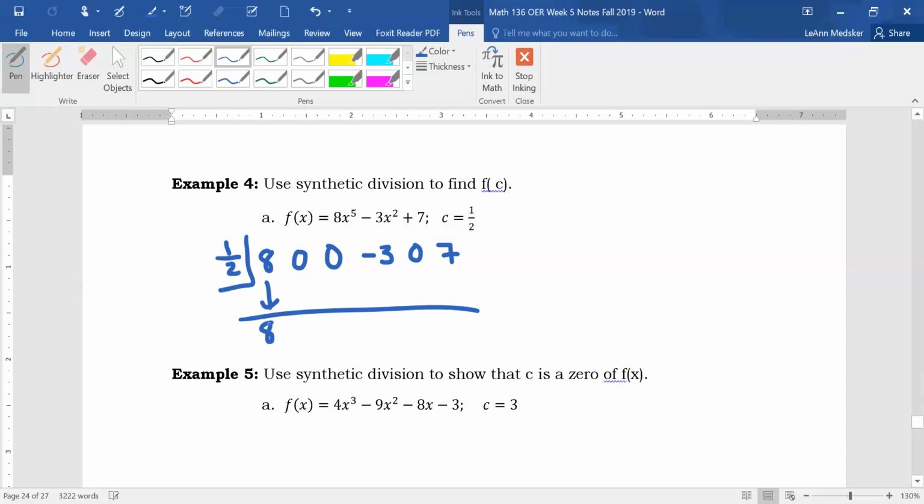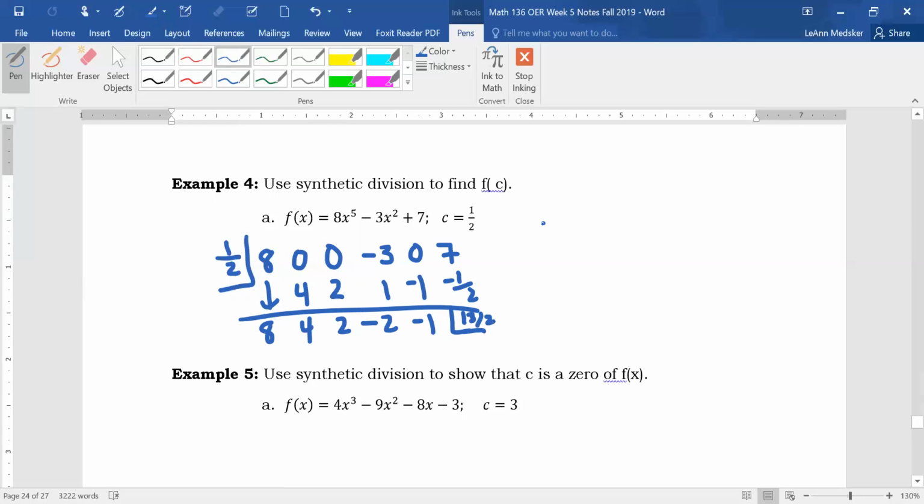Pull down the 8. Half of 8 is 4. Add the column. Half of 4 is 2. Add the column. Half of 2 is 1. Add the column. Half of negative 2 is negative 1. Add the column. Then we get a negative 1/2, which means we get 6.5 in this last part, which we would write as, this would be 14, so 13 halves.